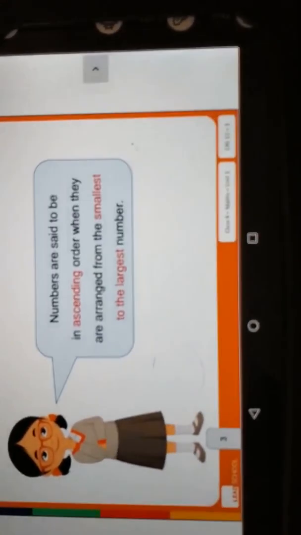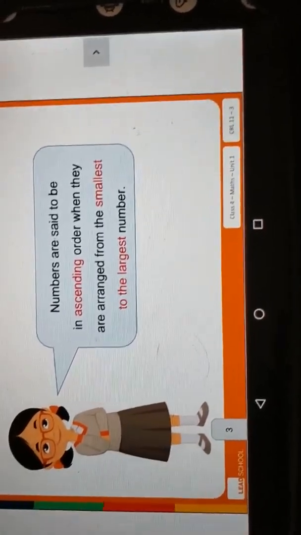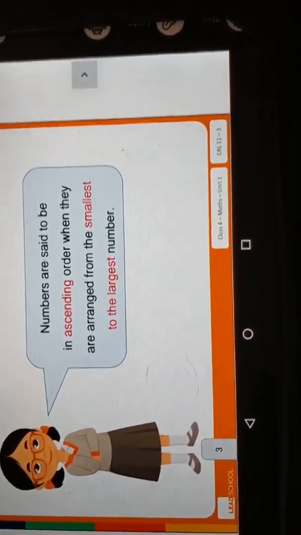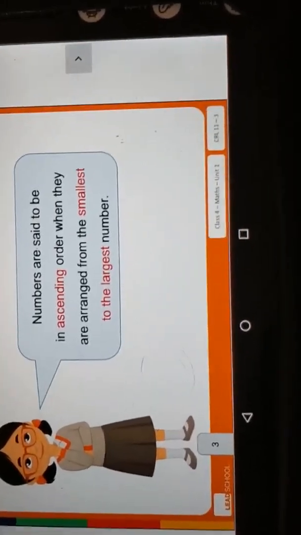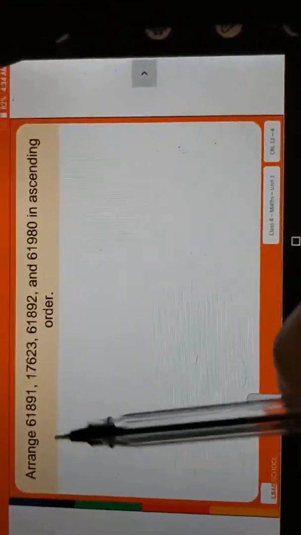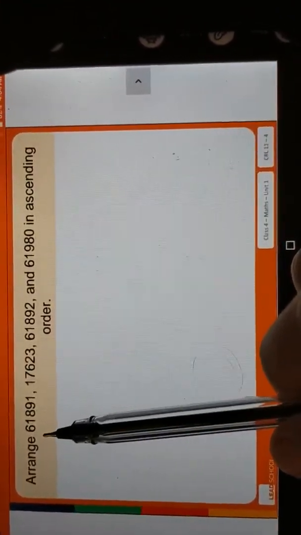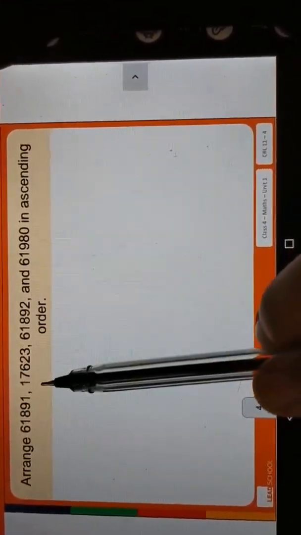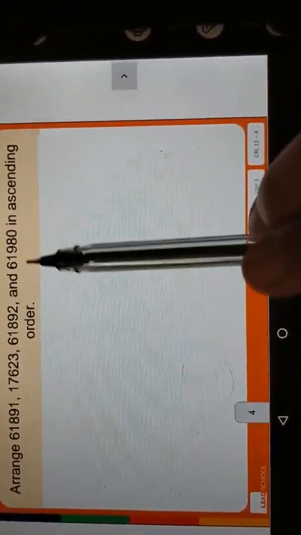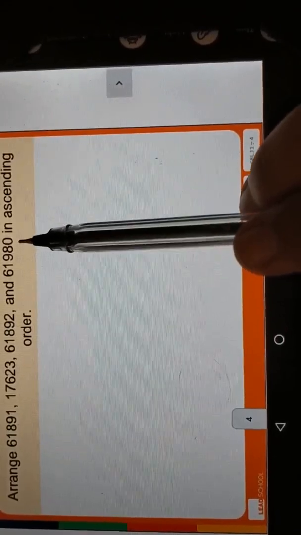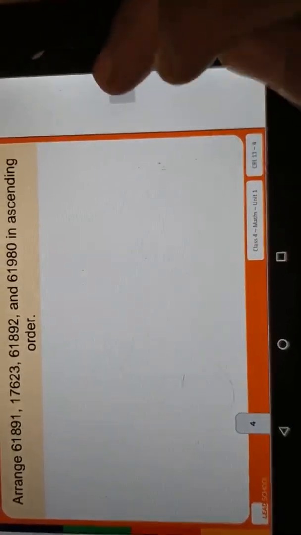Numbers are said to be in ascending order when they are arranged from the smaller to larger number. Smaller to larger number में हमें arrange करना है. For example, 61,891, 17,621, 61,892, and 61,980 in the ascending order.